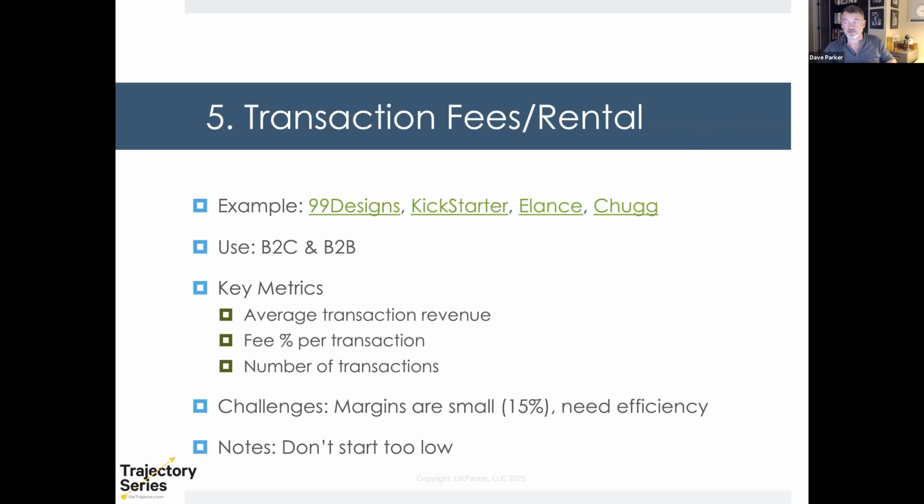Okay, next one is transaction fee. Transaction fee and marketplace are very similar, but in a marketplace you have a buyer and a seller, and we'll talk about marketplaces in a minute. A transaction fee business is something like Chegg, a rental company that rents academic books for colleges. I'm not selling the book, I'm just making a rental fee on the book. If I'm in the brokerage business selling bonds, or surety bonds, it may be a $1 million bond, but the value of the bond doesn't matter. What matters is the margin that I make on it.